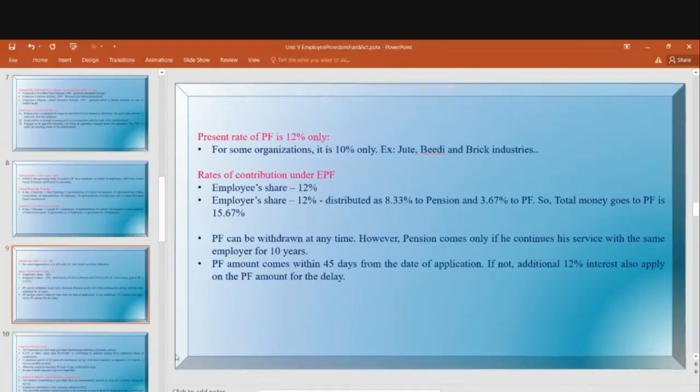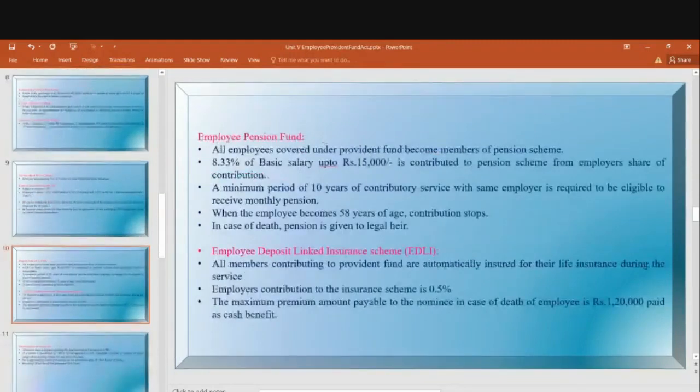And the next one is the Employee Pension Fund. This is the second fund which comes under this act. Here all the employees covered under the Provident Fund become members of the pension fund. As I already told you, 8.33% of basic salary up to 15,000 rupees is contributed to the pension fund from the employer's share of contribution, right? So every month, this percentage amount will be credited as a pension.